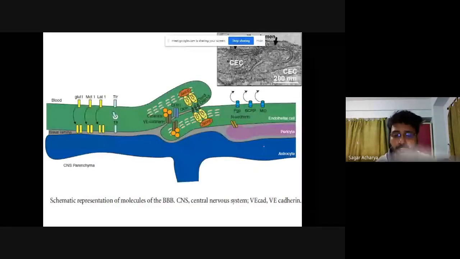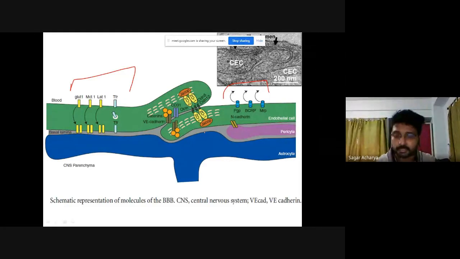Now coming to another important part, called transporters. Here you find two sets of transporters. The blood-brain barrier has two distinct surfaces, as I already talked about. One is luminal, facing the blood, and one is abluminal, facing the basement membrane. So there are two types of transporters.